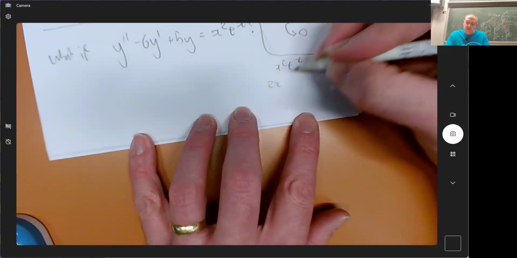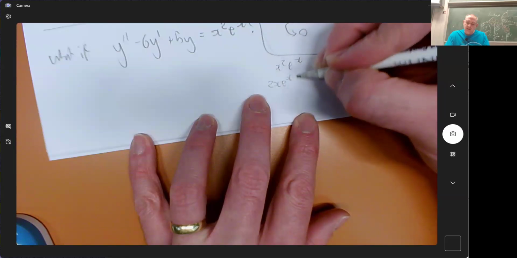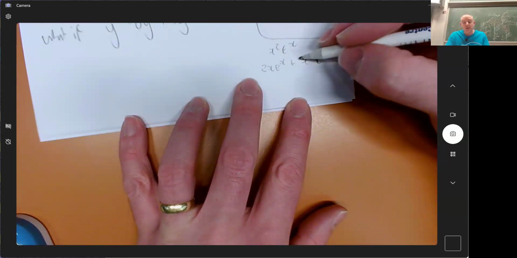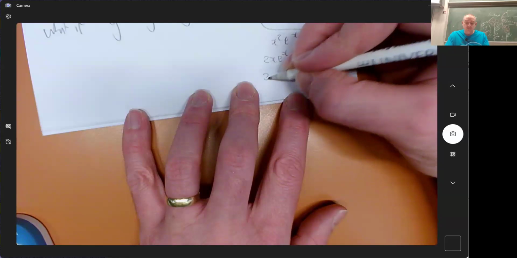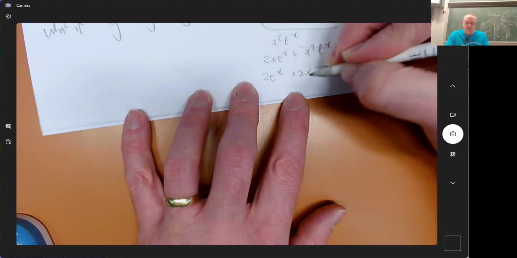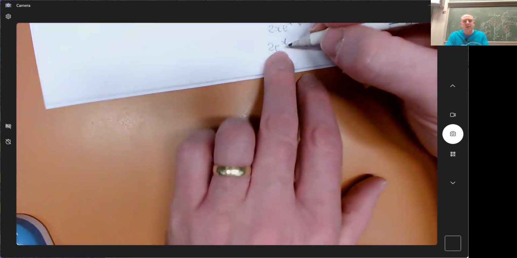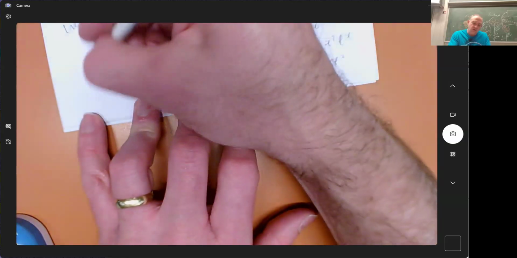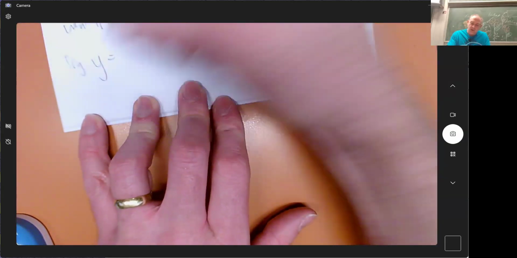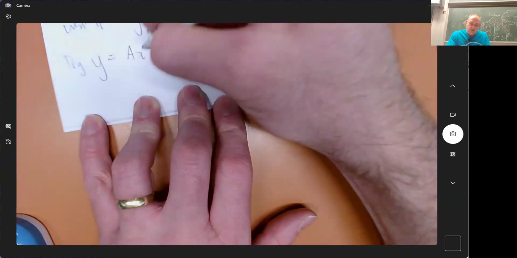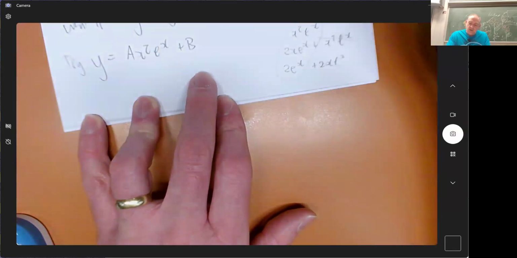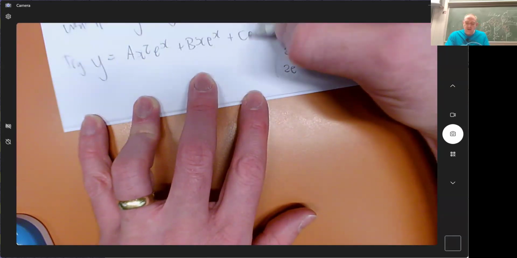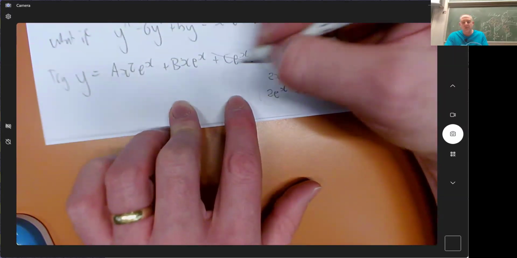I'd get a 2x e to the x and an x squared e to the x. I already know what the derivative of that bit is, so I don't have to worry about that part. And I'll get a 2 e to the x and a 2x e to the x. And then that's always just going to be 2 e to the x from that point forward. So I'm going to need to contain all of these things. I'm going to need to try y is something x squared e to the x and something times x e to the x and something times e to the x. Only I won't have to include this one because it's in the homogeneous solution.